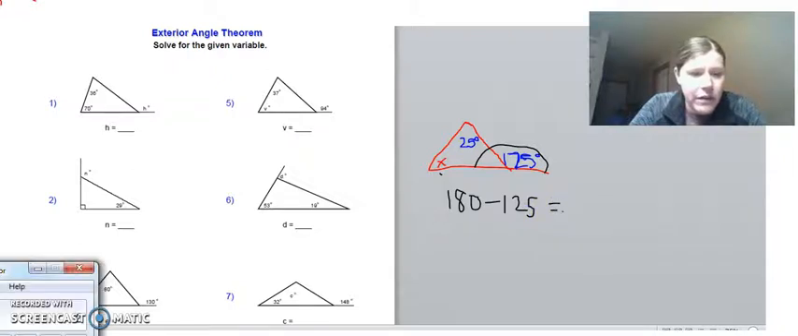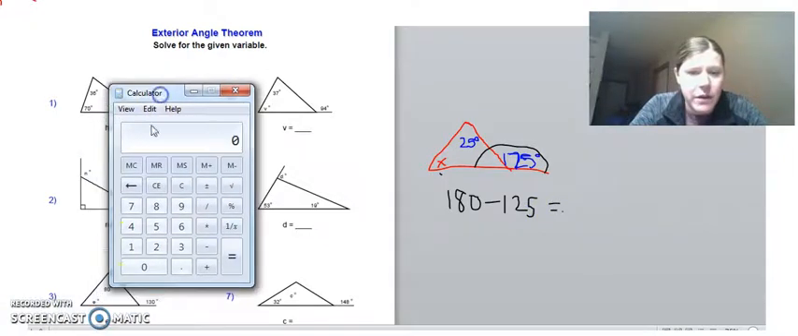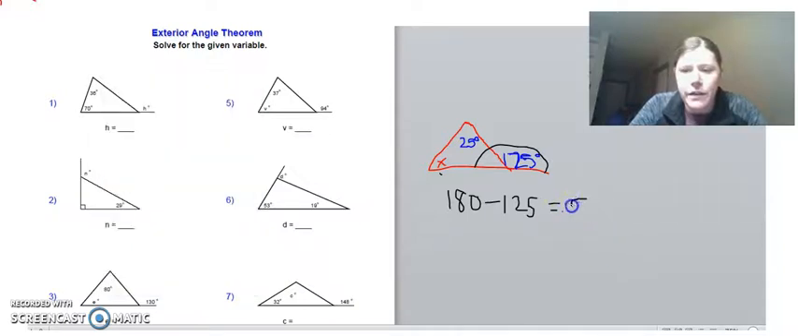So when I do that, let's pull this up here. So we've got 180 minus 125, which equals 55 degrees. Okay, so that gives me this angle though. That's not what I was even solving for, but I have to find that first before I can figure out the rest of the triangle.